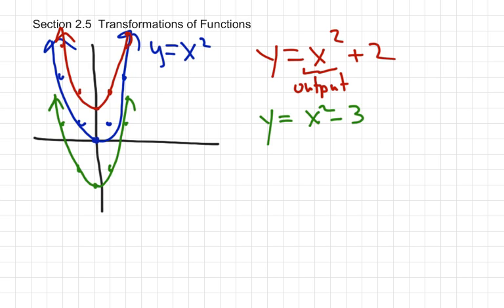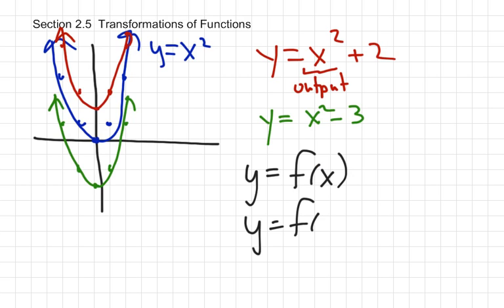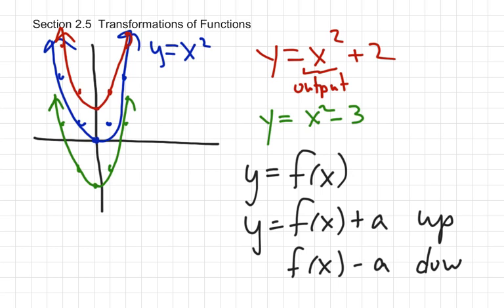So the general rule for moving graphs up and down is if you have a function f of x, if you add a number to that function, it moves the graph up a units. And if you subtract a number from that function, it moves the graph down a units.